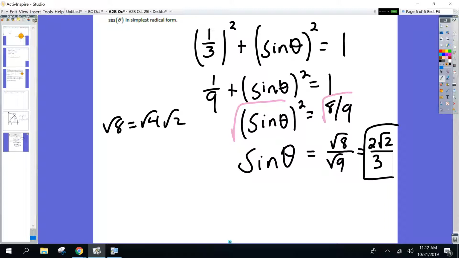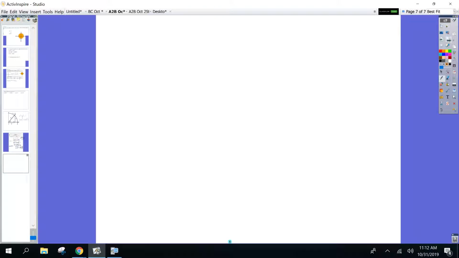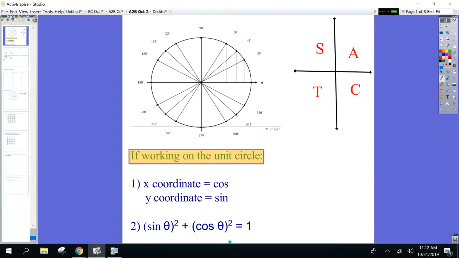Questions from you guys? Wednesday, remember, unit test. All right, so here's where we are right now. We've been working consistently on the unit circle. X coordinate was cosine, Y coordinate was sine. What was this deal with ASTC, you guys that were here yesterday? All students take classes. What does the A mean in the first? All, or what? Positive. What's this S mean? Sine is only positive. Everything else? Negative. T, tangent is only positive, meaning sine and cosine are what in the third? Negative. And C, cosine only positive in the fourth.